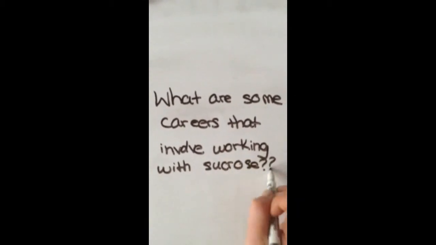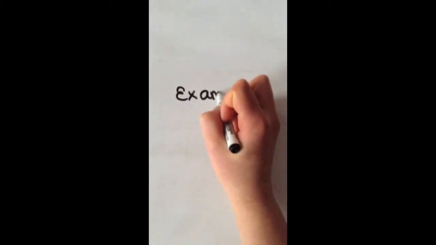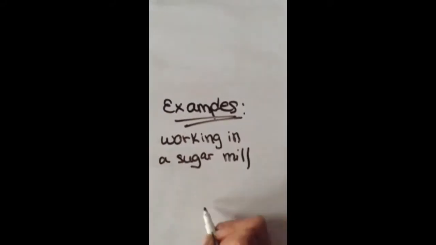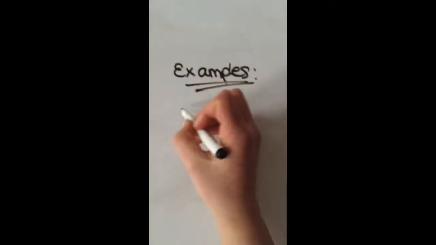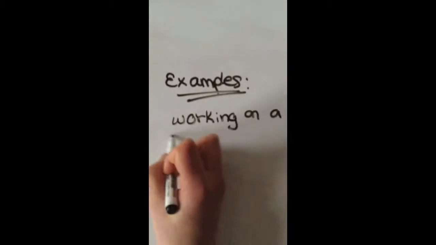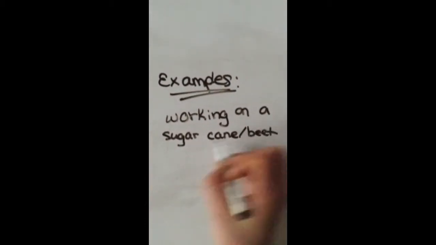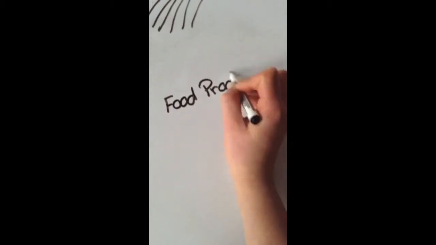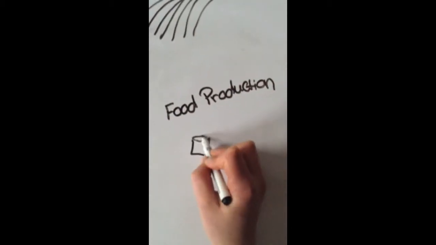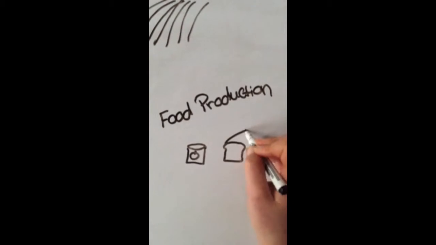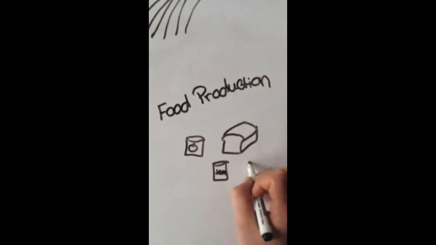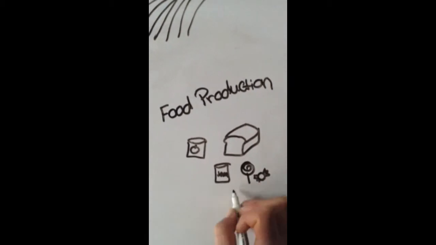There are many careers that involve working with sucrose. Examples include working in a sugar mill, where sucrose is processed. Also, working on a sugar cane or beet field, where sucrose is extracted from the ground. There are also numerous careers in the production of food containing sugar, in cooking, baking, or processing food. Furthermore, jobs that work with sugar are available in breweries or wineries.